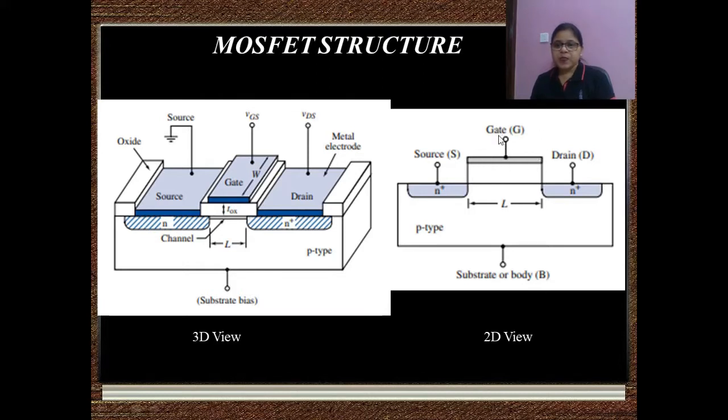So, gate is the input for the device. Source, we just take it as a reference terminal for the further calculations which we'll be doing for the threshold voltage extraction or the derivation for the current equations.